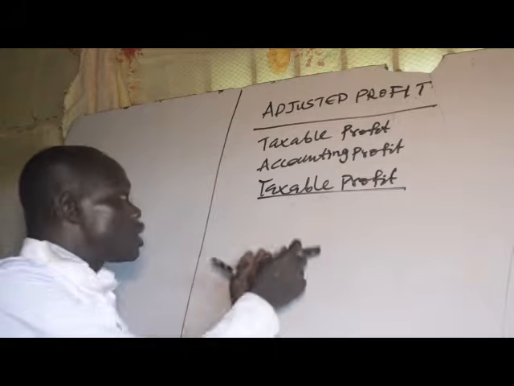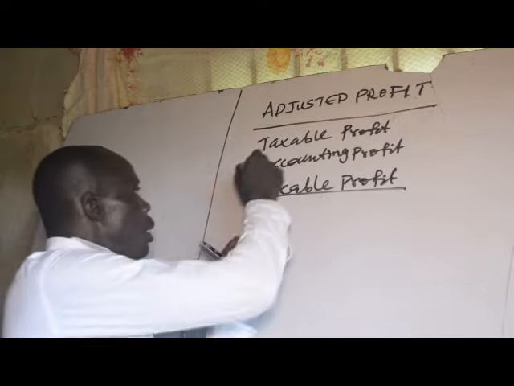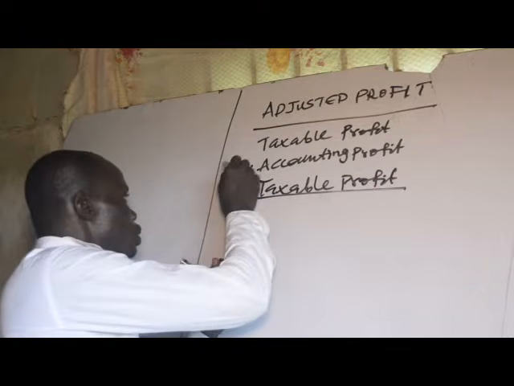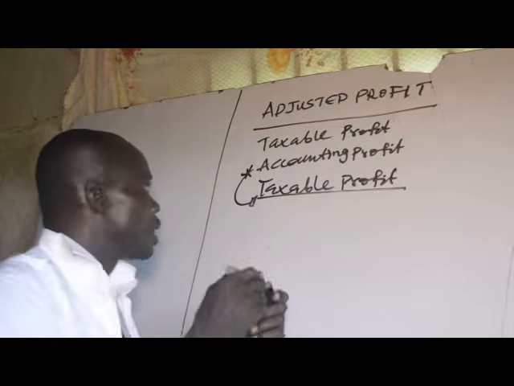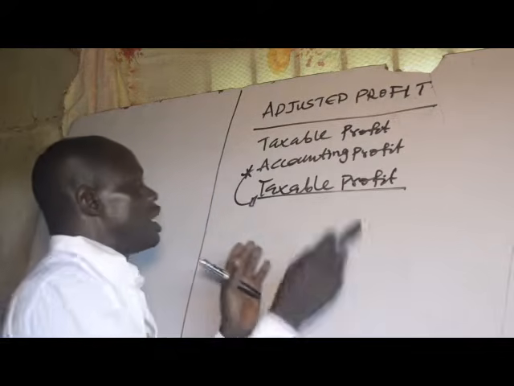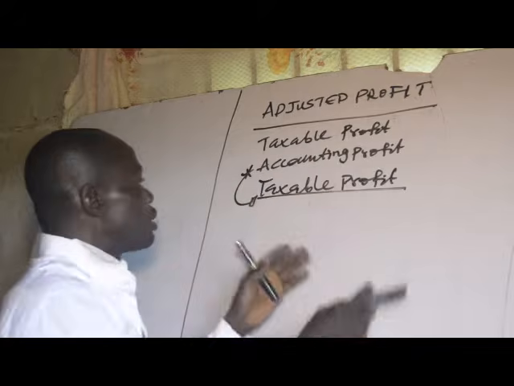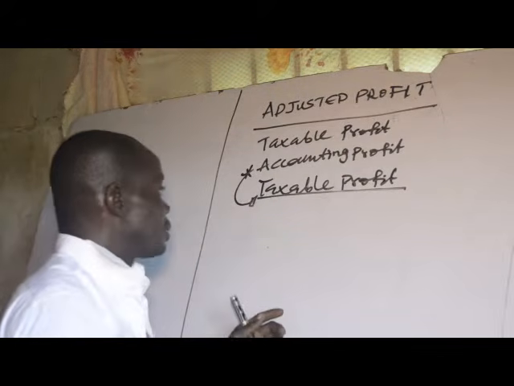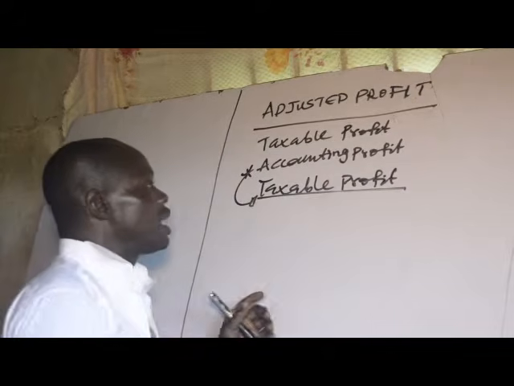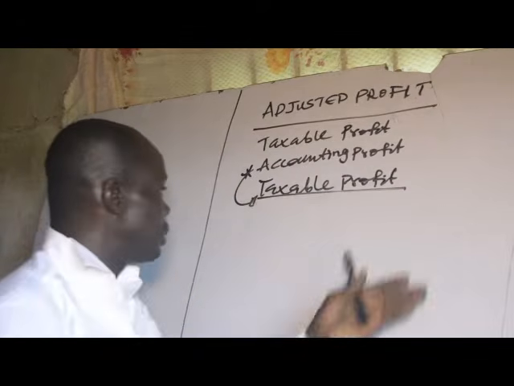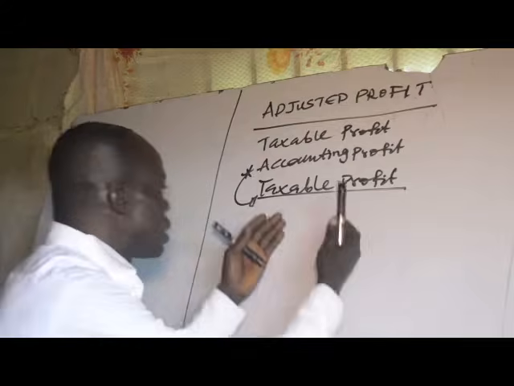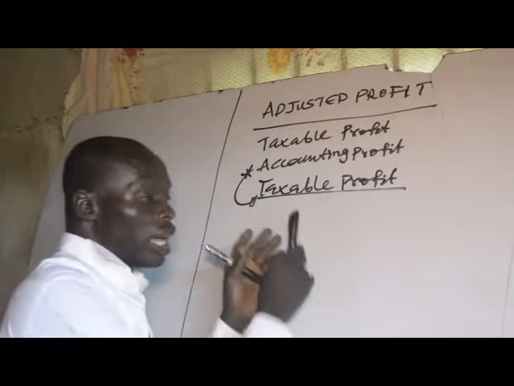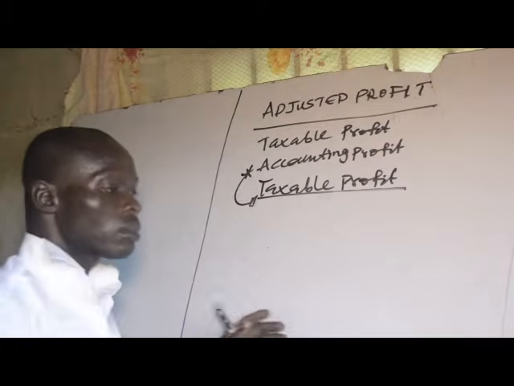You adjust your accounting profits to get your taxable profit. Remember, your accounting profit will be provided from your financial accounting, from your income statement. So you now adjust your accounting profit to get the taxable profit.